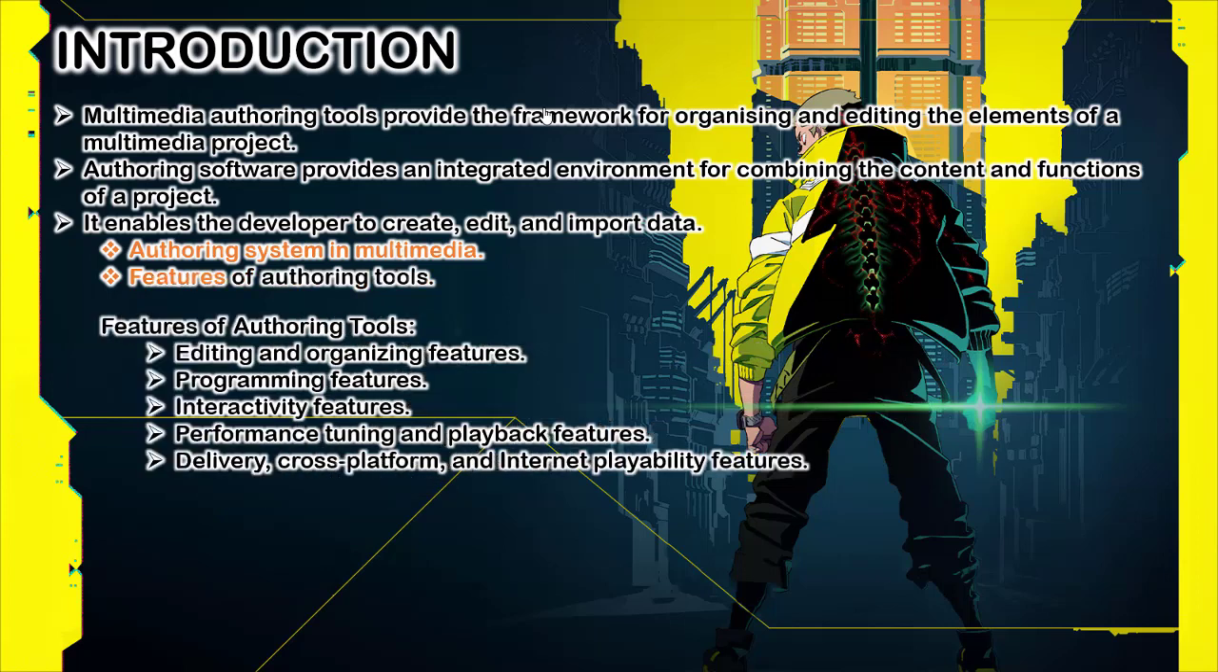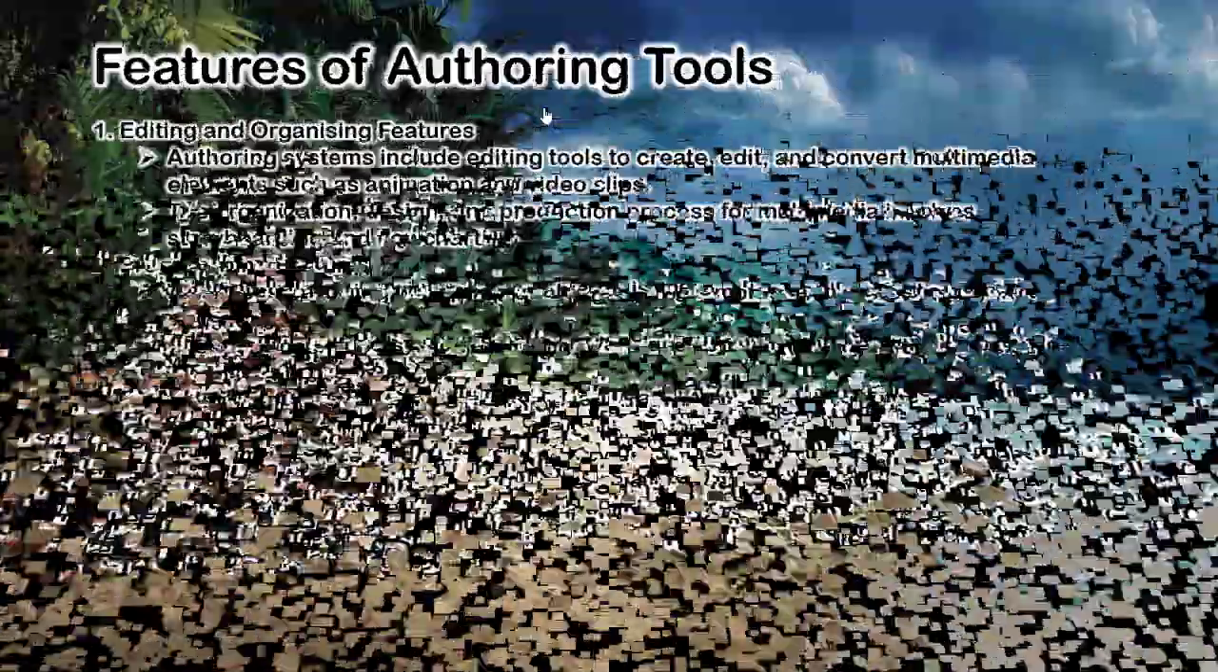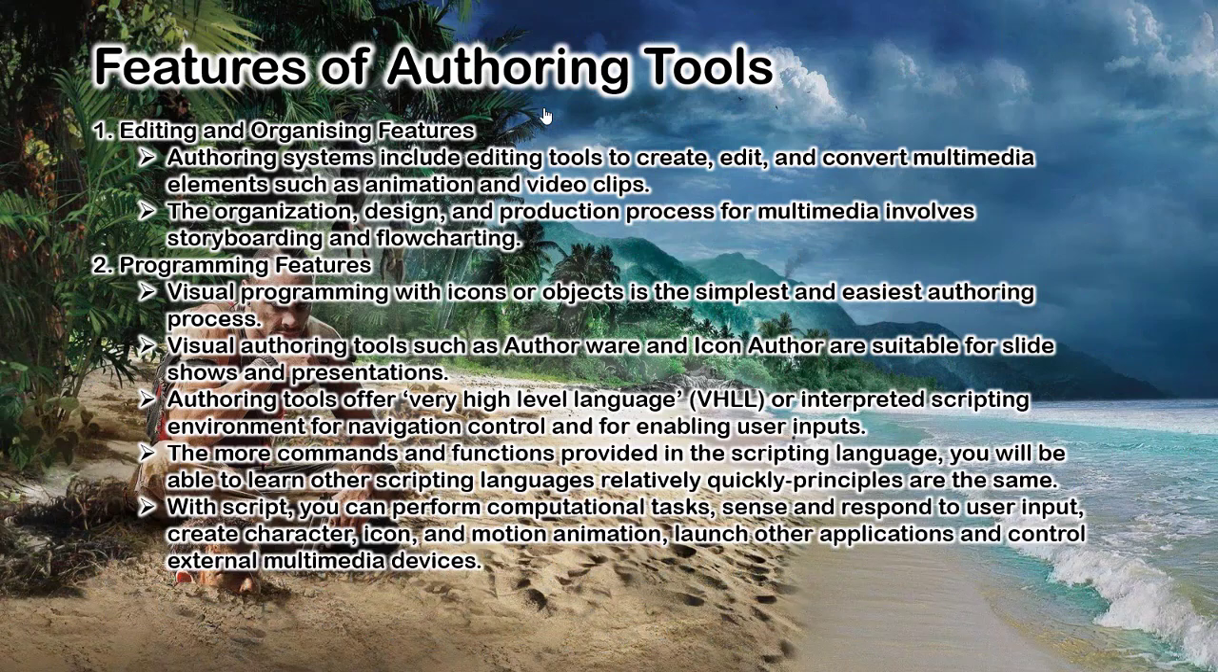The next point is to highlight the features of the authoring tool. Generally, most authoring tools will consist of these features: editing and organizing, programming, interactivity, performance tuning and playback, and the final feature is delivery, cross-platform, and internet playability. Alright students, this slide will briefly explain the features of the authoring tools.